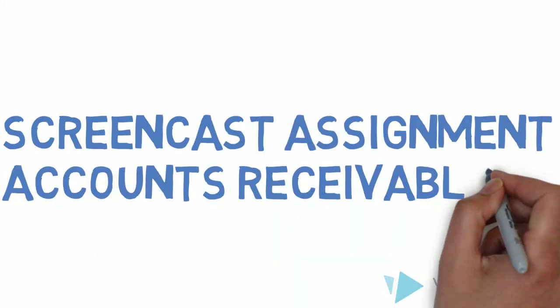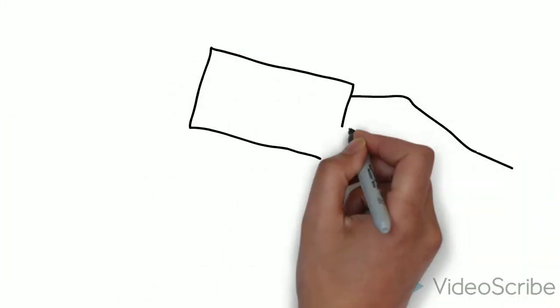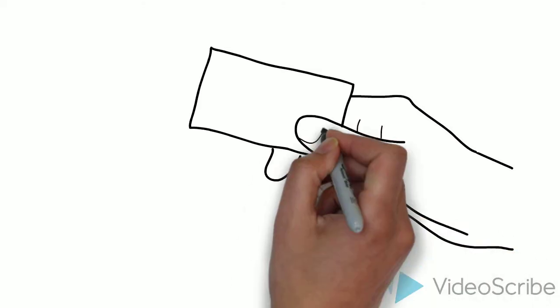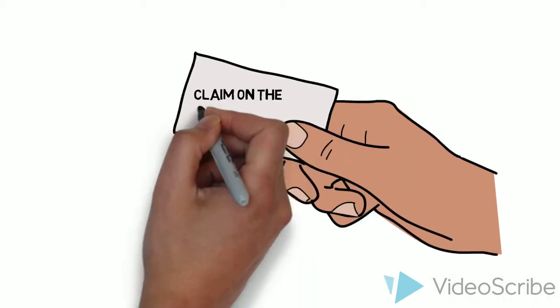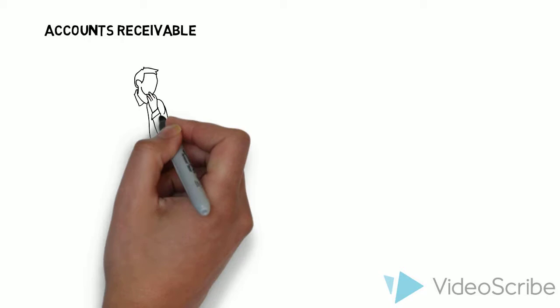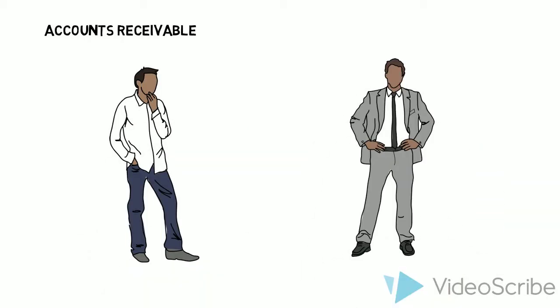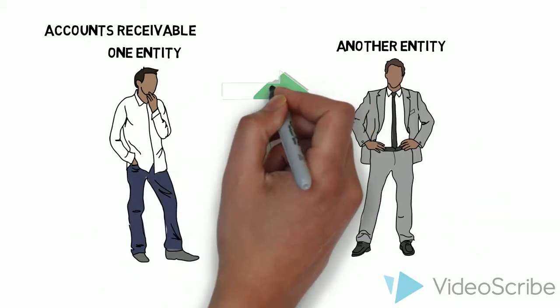This is my screencast assignment on accounting for receivables. A receivable is the representation of the company's claim on the assets of another entity, with the most common type of receivable being an account receivable. This account receivable is the amount whereby the customer owes the entity based on prior purchases from the company.